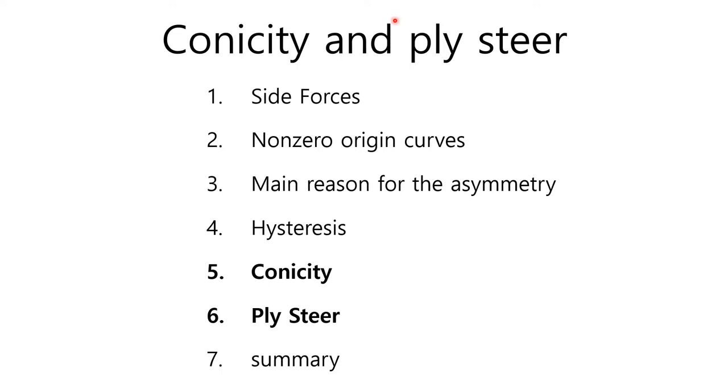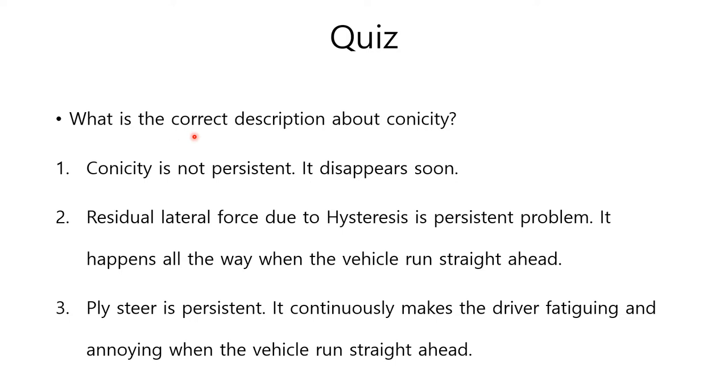Here I have a quiz for you. What is the correct description about the conicity? Number one, conicity is not persistent. It disappears soon. Number two, residual lateral force due to hysteresis is a persistent problem. It happens all the way when the vehicle runs straight ahead. Number three, ply steer is persistent. It continuously makes the driver fatigued and annoyed when the vehicle runs straight ahead.